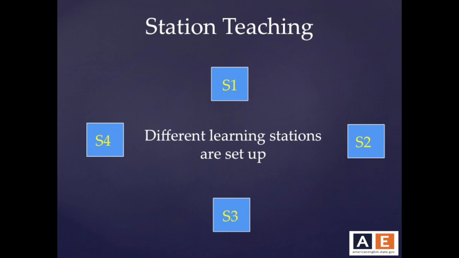Now for the final model we'll discuss today, station teaching. This model requires that different learning stations are set up in the classroom. So here we have S1 for Station 1, S2 for Station 2, and so on. In this model, each co-teacher will essentially become a station. We would have each co-teacher in their own station presenting one part of the content. So there are 2 teacher-led stations, and then the other activities are things that students can do independently.